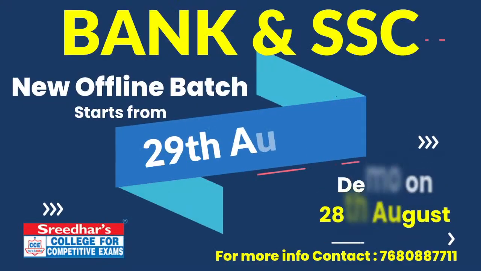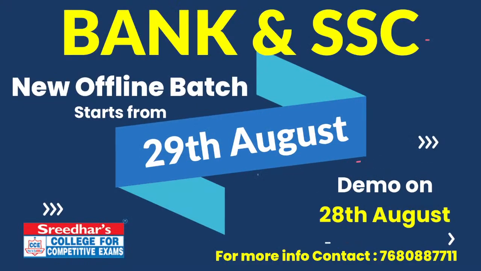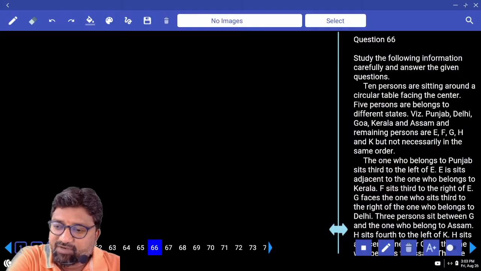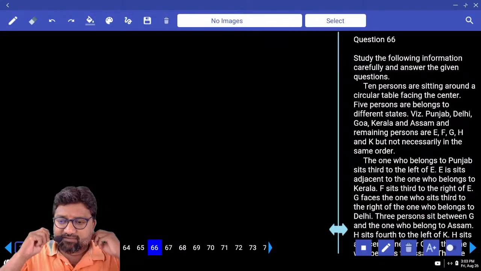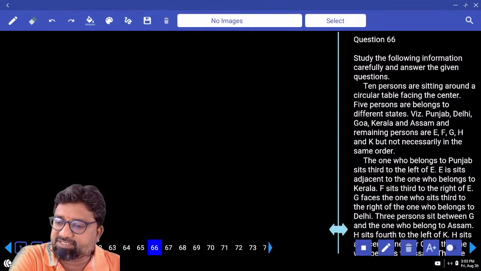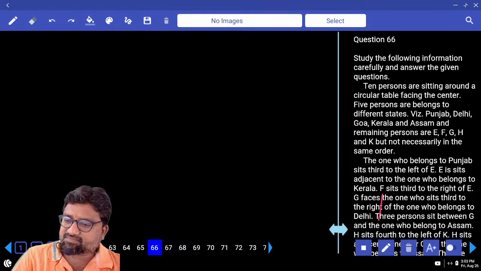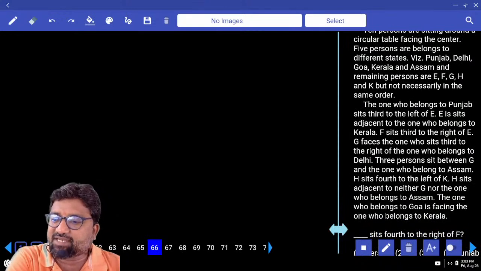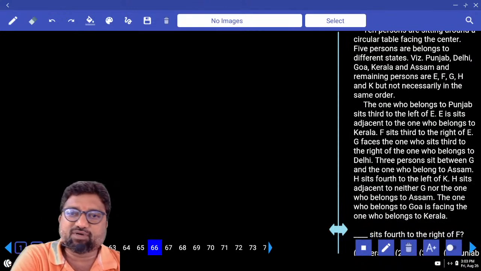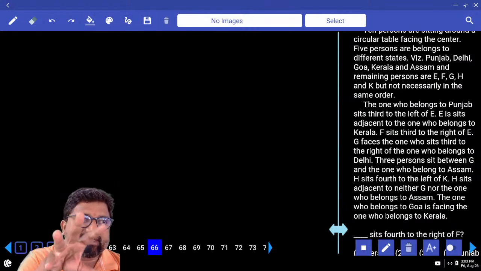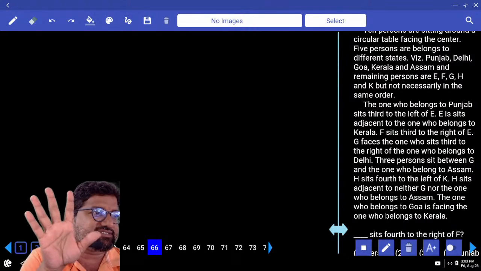Let's see the first question from the reasoning part. What's happening here? 10 persons are sitting around a circular table facing the center. 5 persons belong to different states, that is Punjab, Delhi, Goa, Kerala and Assam. And the remaining 5 are E, F, G, H and K, but not necessarily in the same order. Total number of persons is 10. We'll give 5 different states and we'll distribute 5 different persons.